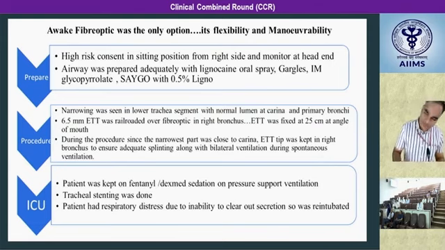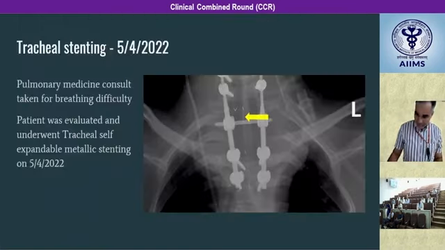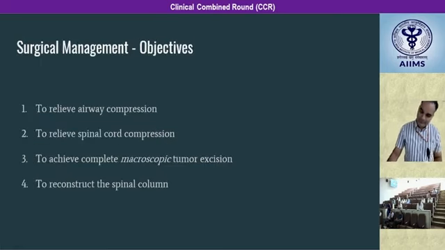So it was a nightmare for the anesthetist at that time when he was taken for embolization, because they were clueless about what had happened. Ultimately, they reviewed the CT and got to know what was happening. After intubation, when the airway was secured, he was sent to pulmonary medicine and tracheal stenting was done, so that we can have another layer of safety.